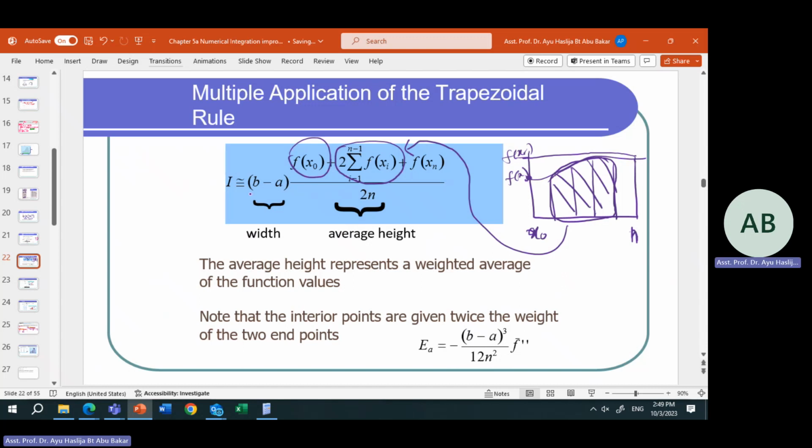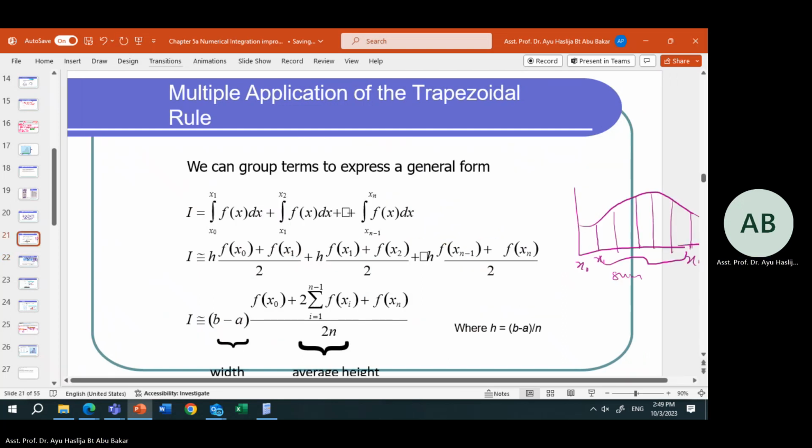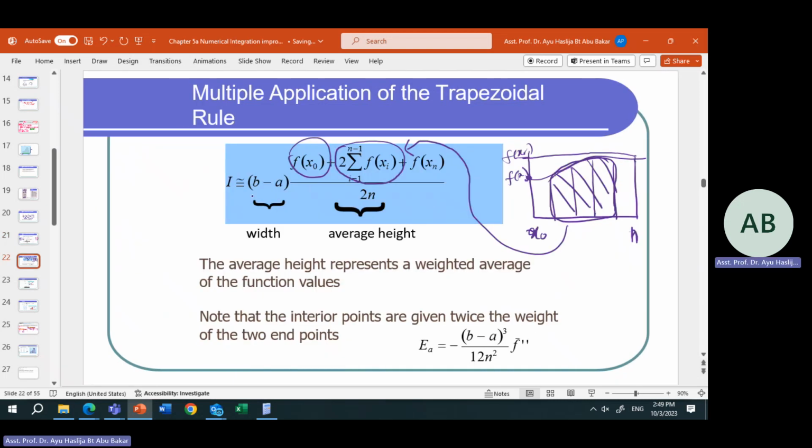Here you see b minus a, then over 2n. But here, it is h, it use h. Okay, don't get confused because the h over here is b minus a over n. So here, b minus a over n, take out this n, then you'll get h over there.